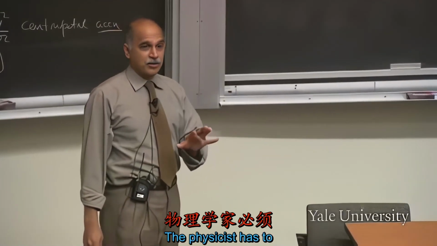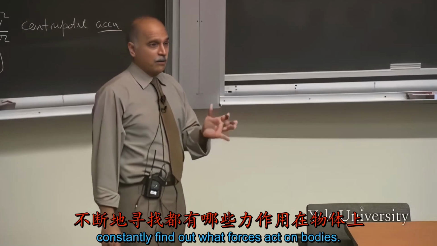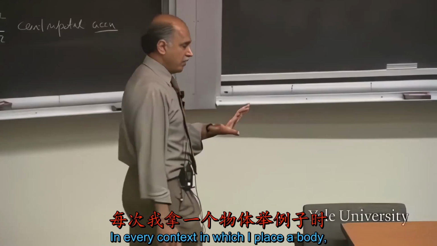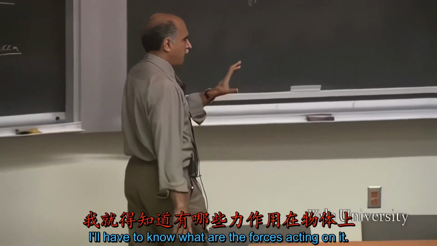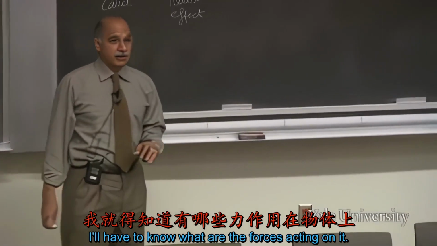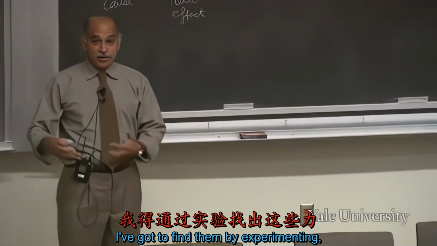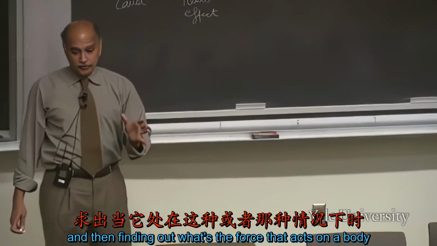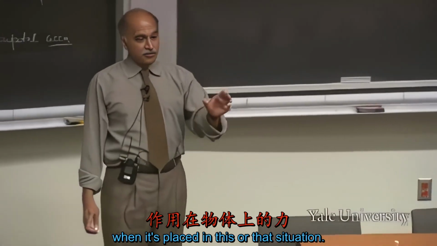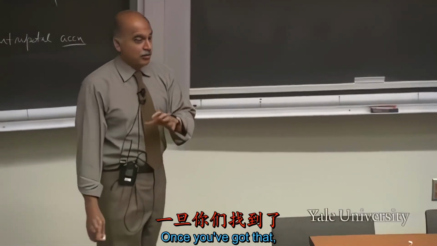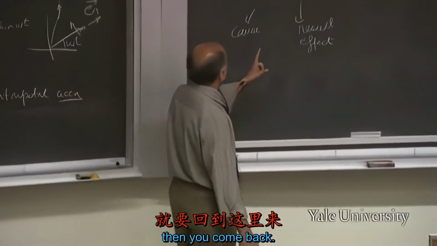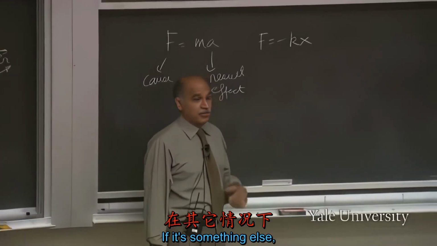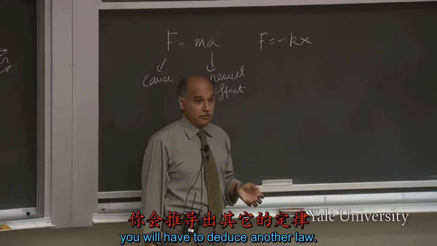So the physicist has to constantly find out what forces act on bodies. That's a separate exercise. In every context in which I place a body, I'll have to know what the forces acting on it are. I've got to find them by experimenting, by putting other bodies near it and seeing how they react, and then finding out that's the force that acts on a body when it's placed in this or that situation. Once you've got that, then you come back. So in the case of a spring, this is the law that you will deduce. If it's something else, you will have to deduce another law.